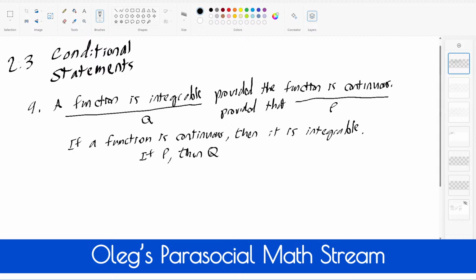Okay, so 9. Yep, and that's what they wrote, except they said, then that function is integratable. I wrote "it," which is fine. In this case, it refers back to the function that is continuous. So that's fine. Same answer.